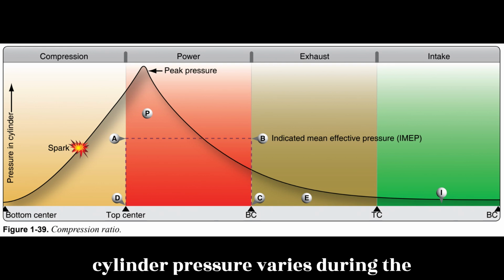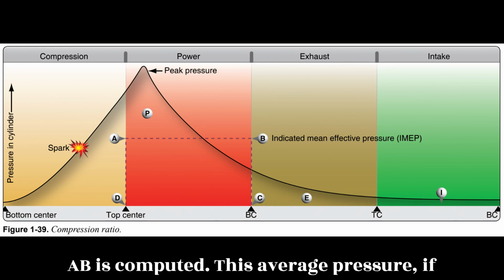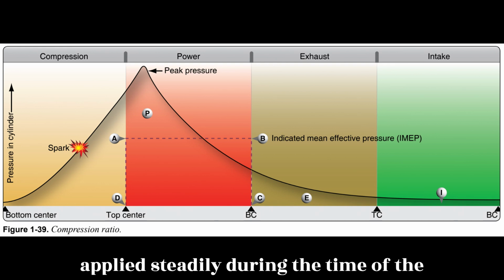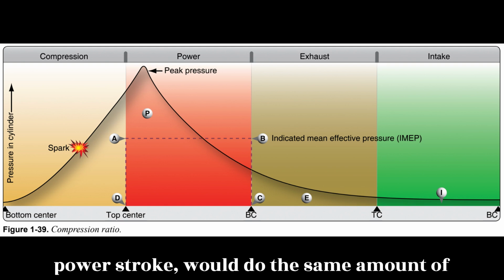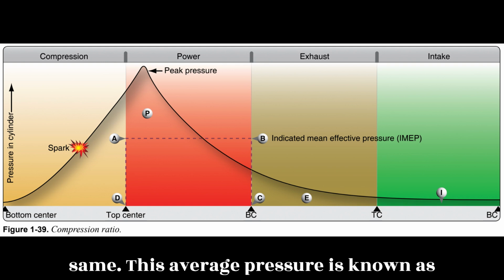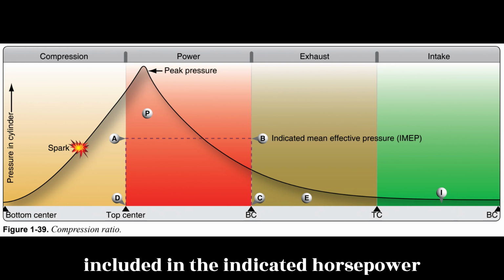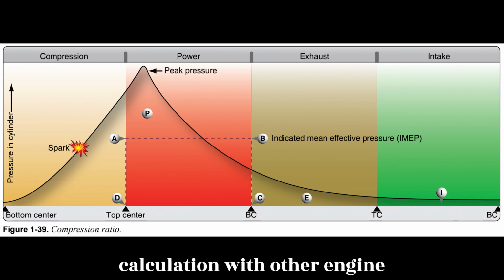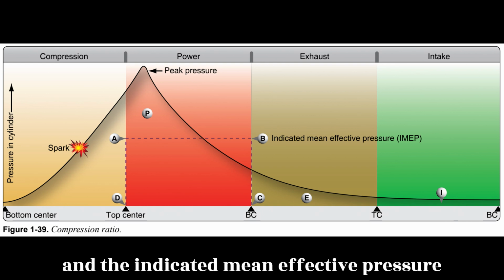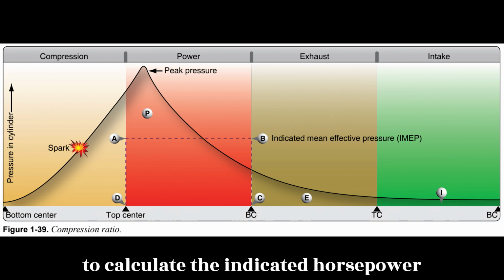Since the cylinder pressure varies during the operating cycle, an average pressure, line AB, is computed. This average pressure, if applied steadily during the time of the power stroke, would do the same amount of work as the varying pressure during the same period. This average pressure is known as indicated mean effective pressure and is included in the indicated horsepower calculation with other engine specifications. If the characteristics and the indicated mean effective pressure of an engine are known, it is possible to calculate the indicated horsepower rating.